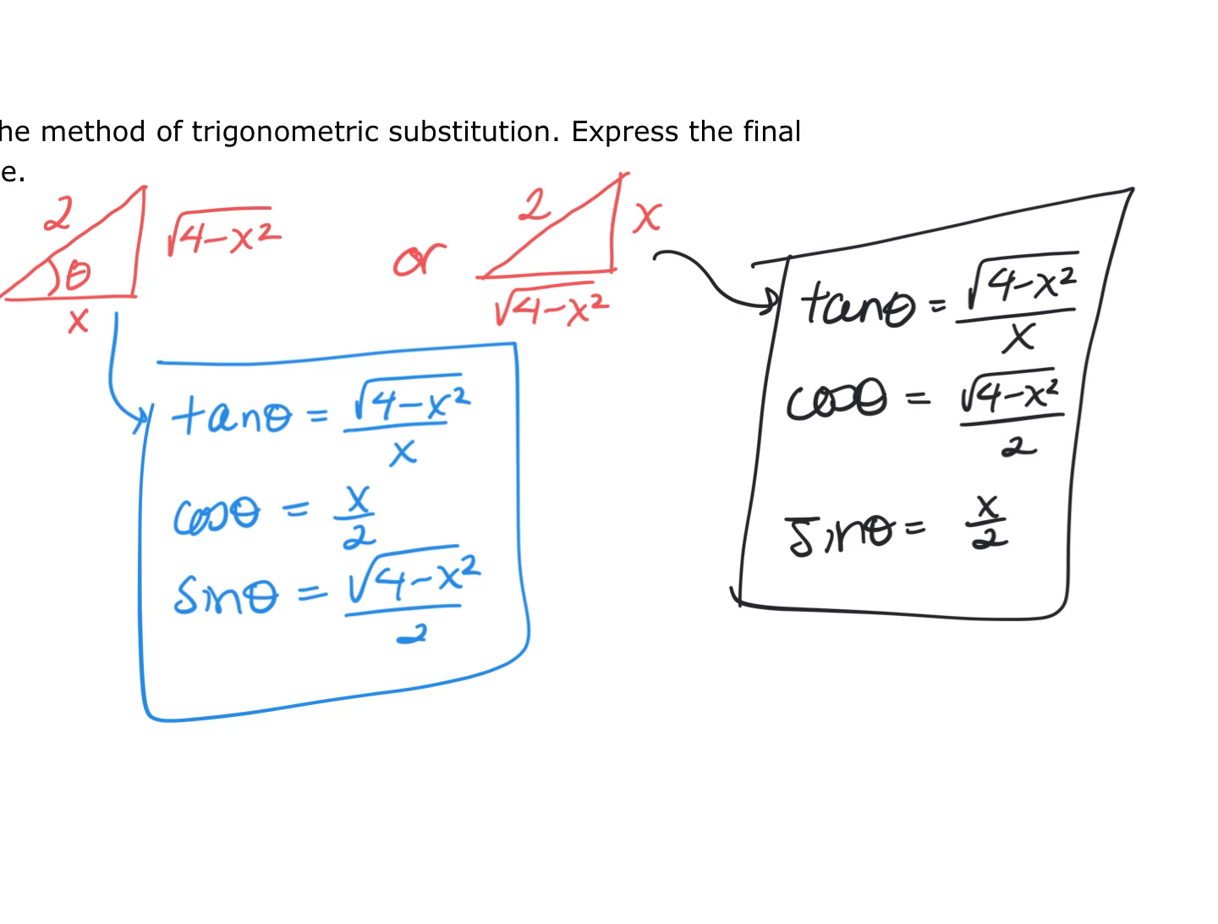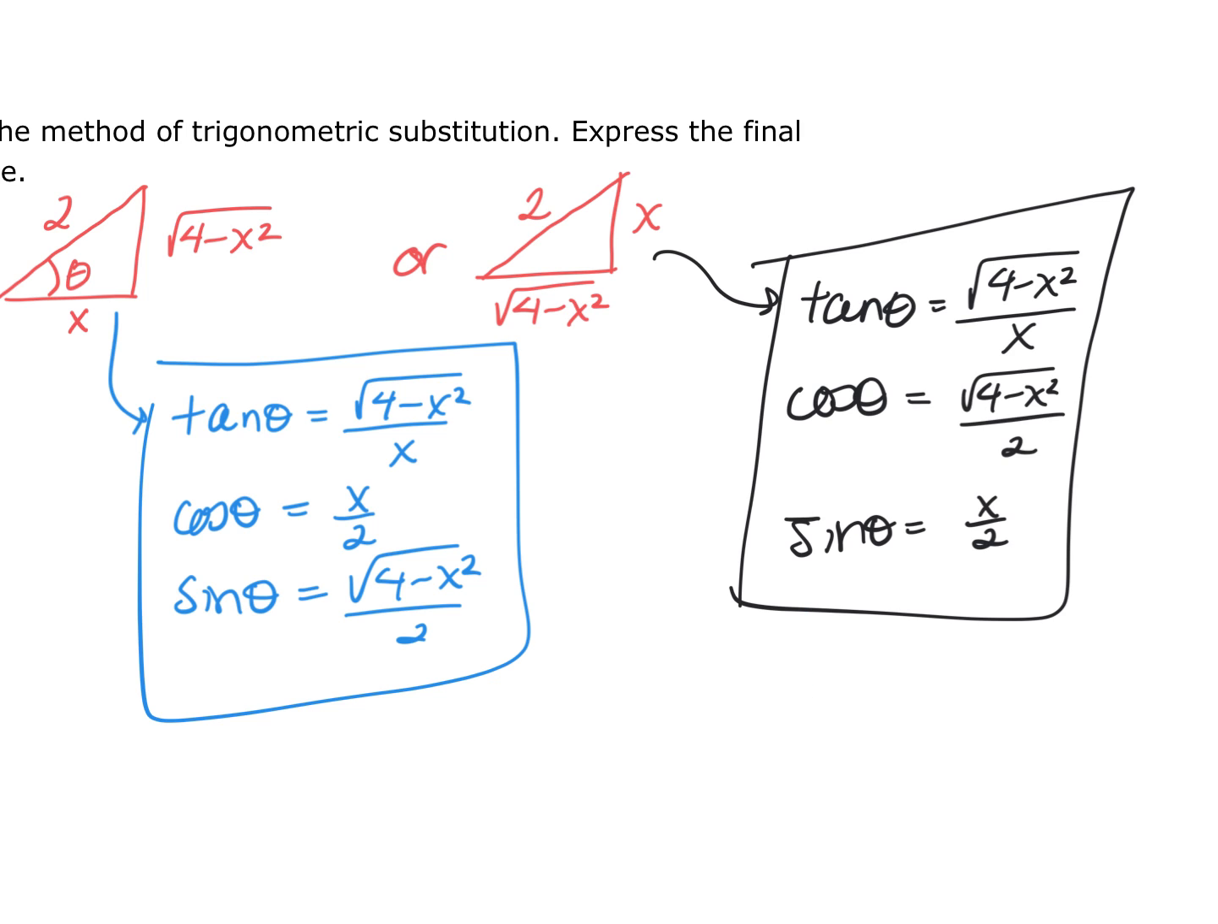Now, I'm going to tell you that I probably will choose this setup because when I do my derivative here, I don't have to worry about a negative sign, because I have to take a derivative of one of these. And you're thinking, why do I have to take a derivative? Because this is kind of like a u-sub. It's kind of like a u-sub. We call this a trigonometric substitution.